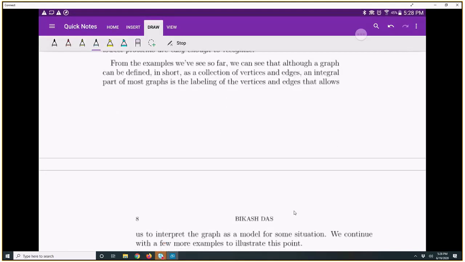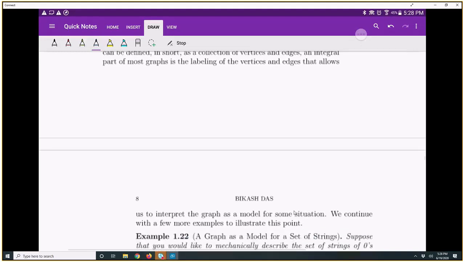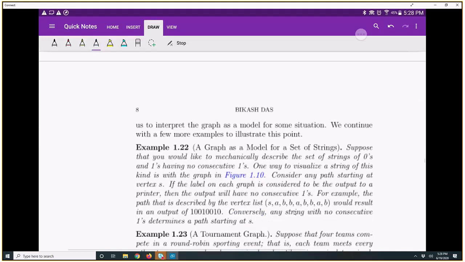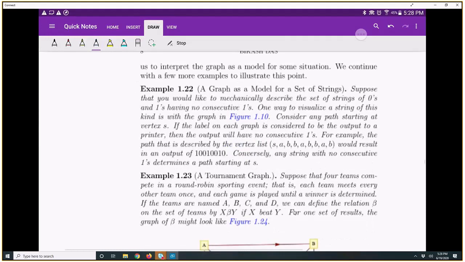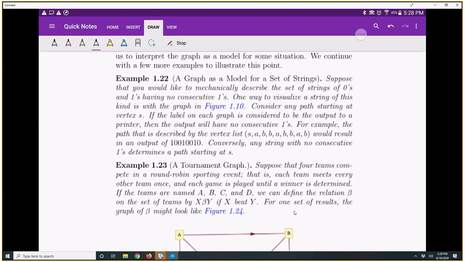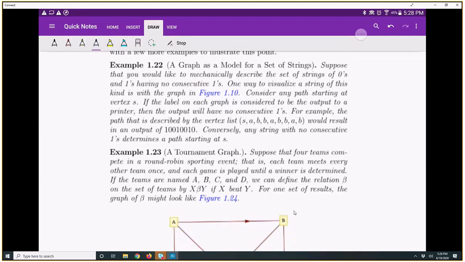So from the examples we've seen so far, we can see that although a graph can be defined as a collection of vertices and edges, an integral part of most graphs is going to be labeling the vertices and edges, and that will allow us to interpret the graph as a model for some specific situation. So we'll continue with a few more examples like this to illustrate this point.